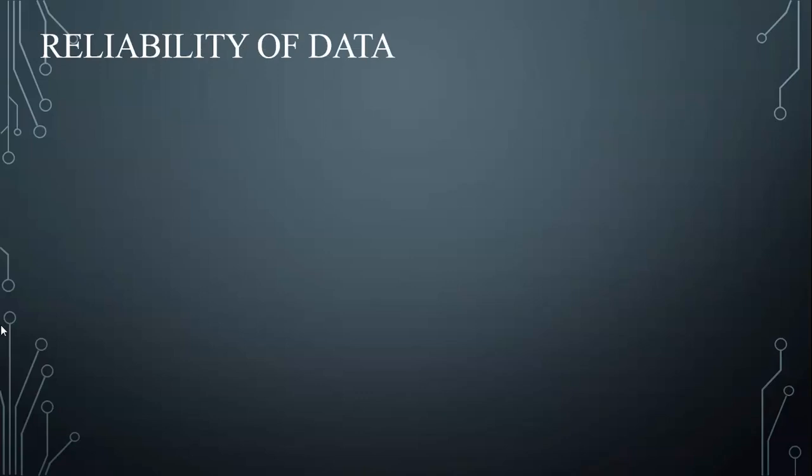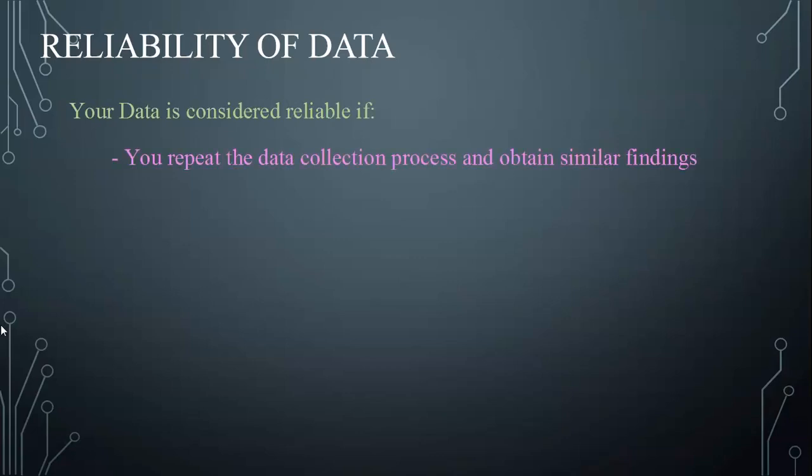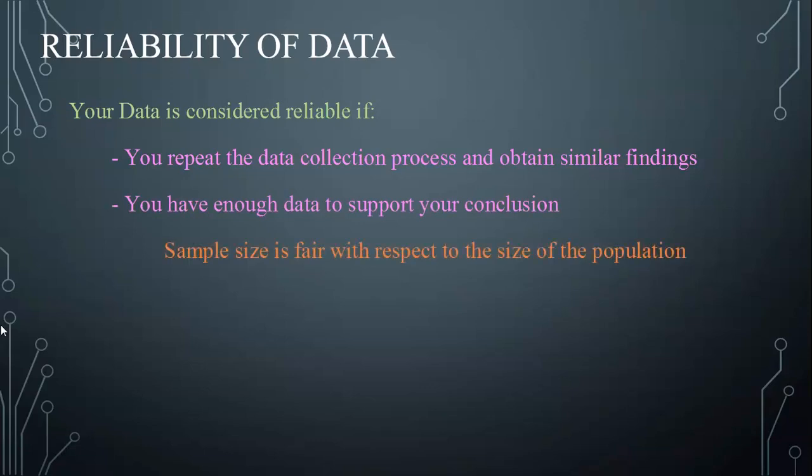Now, finally, when is your data considered to be reliable? Your data is considered to be reliable first if you repeat the data collection process and obtain similar findings, approximately of course, and if you have enough data to support your conclusion. Like the sample size is fair with respect to the size of the population. You did survey enough people.